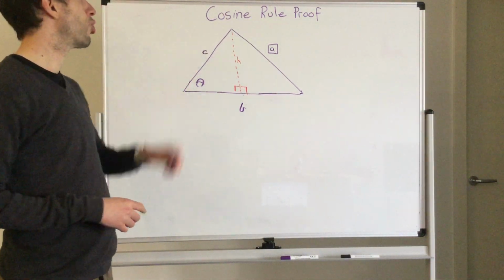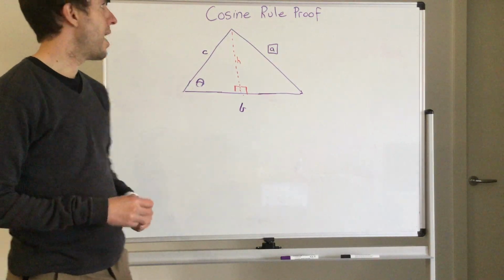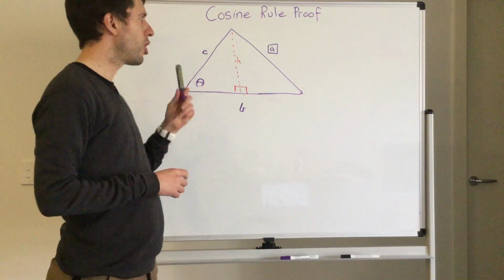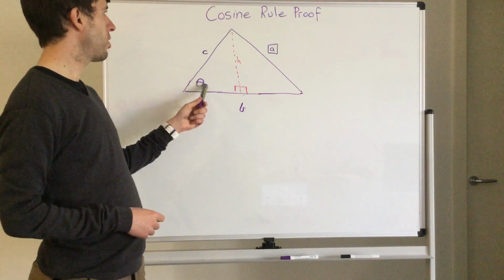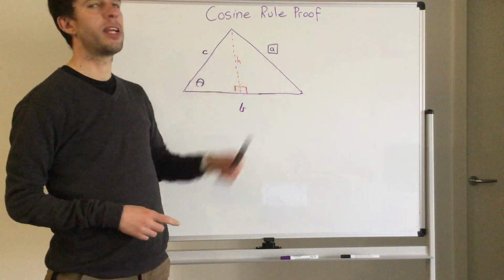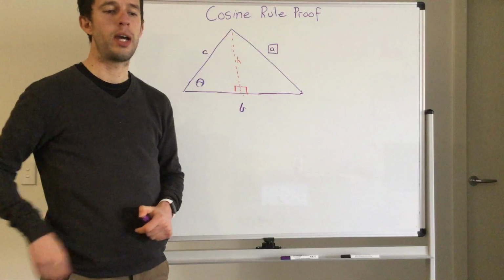So we are going to be proving the cosine rule. Now to start off, the cosine rule is used for when you've got one angle, two sides, and we're finding the final side of a triangle.